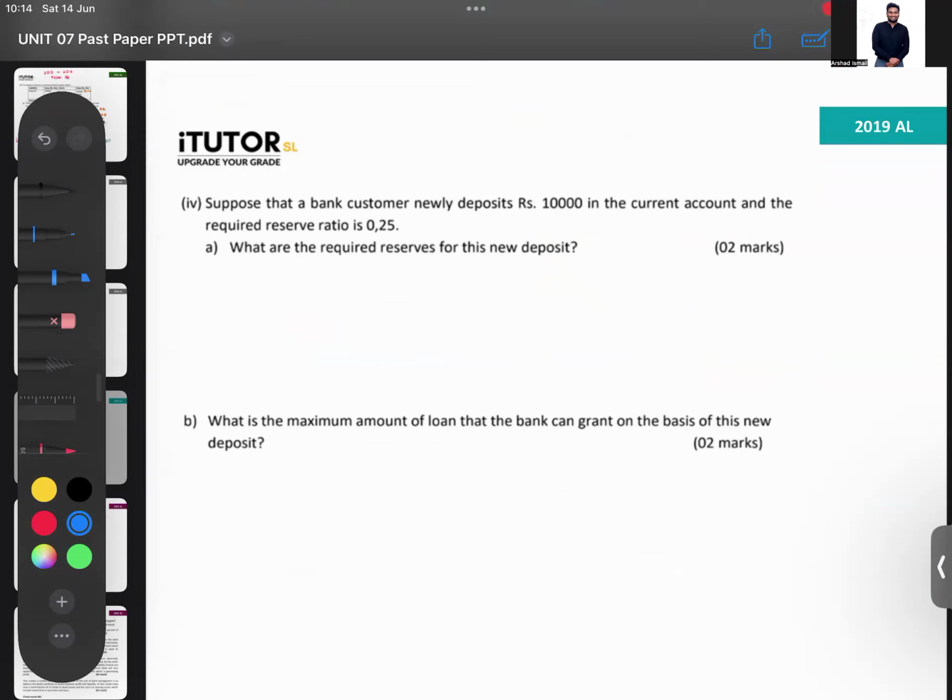Okay, then going into 2019. 2019 question number 4 again, part 6. Suppose a bank customer newly deposits 10,000 in his current account and the required reserve ratio is 0.25. Here, instead of giving a percentage, they can give it as a decimal. So 0.25 again is 25%. What are the required reserves for this new deposit? If you put 10,000, your SRR is 0.25 now. That means 25%. How much should you keep as required reserves?